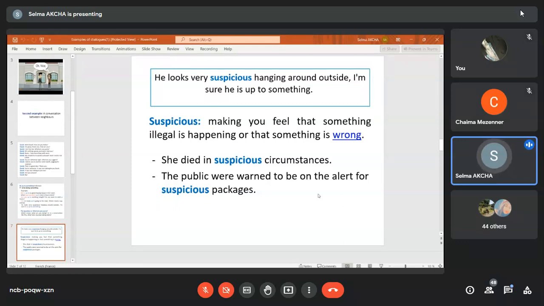Par contre, dans les aéroports, when you are abroad, quand vous êtes à l'étranger, at the airport, for example, you have to stay on the alert for a suspicious package. Vous devez être en alerte. Si vous voyez un bagage suspect, a package, a suspicious luggage or package, bagage suspect ou un paquet suspect, you have to call the police.